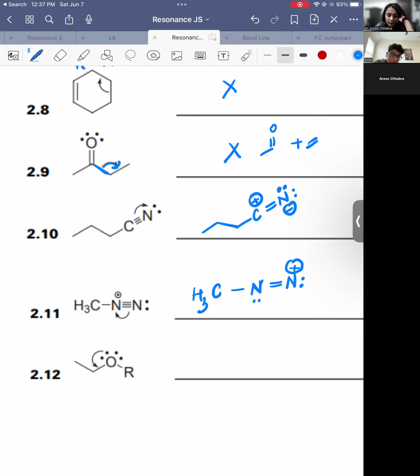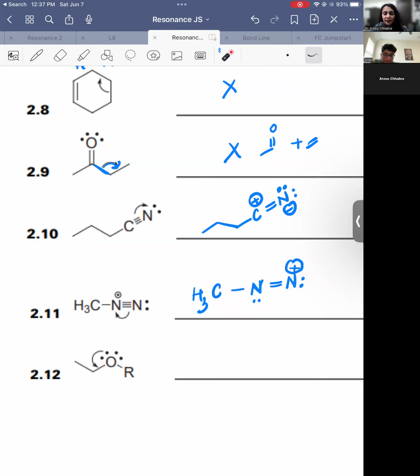So is this structure possible? Yeah, there's no problem with that because this nitrogen has an octet. This doesn't, but 1, 2, 3, 4, 5, 6. But there's a positive charge because of that. So yes, this is a possible resonance structure.